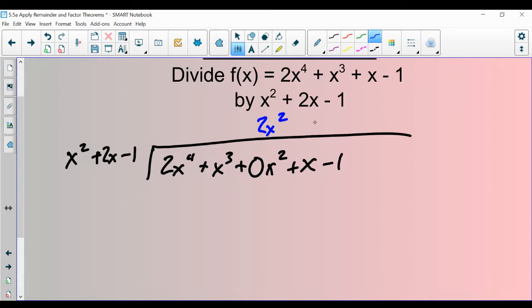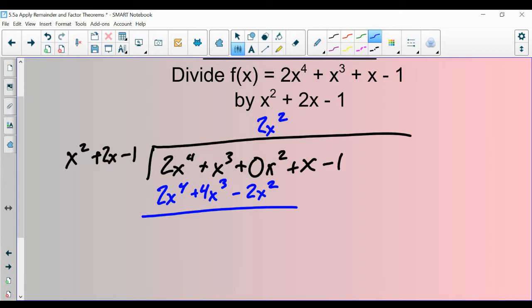Once you pick a new number up here, you always multiply it by everything in the divisor. So do 2x squared times x squared, that's 2x to the fourth, they match, good deal. Then do 2x squared times 2x, that would be 4x to the third. And then do 2x squared times negative 1, that would be negative 2x squared.